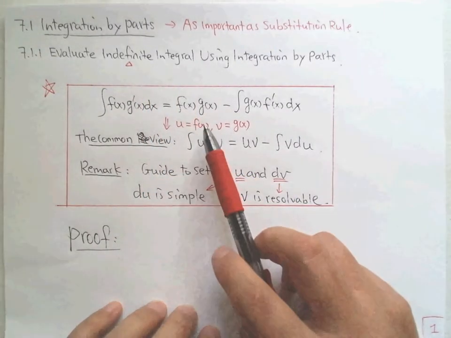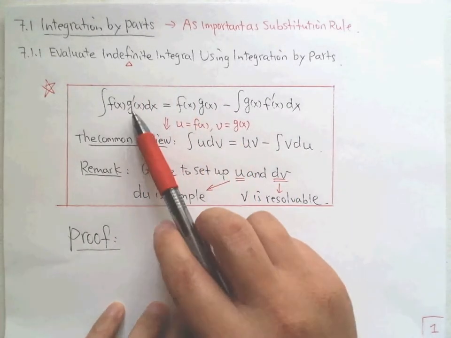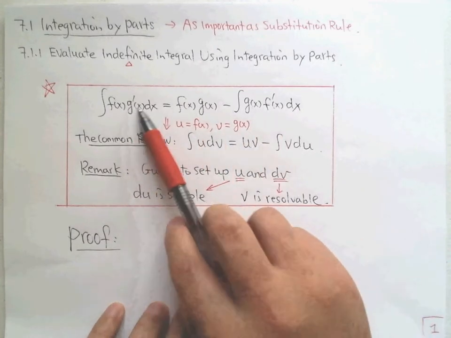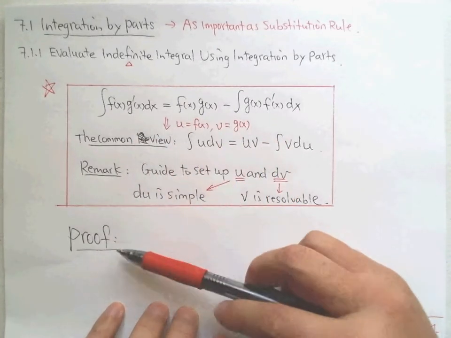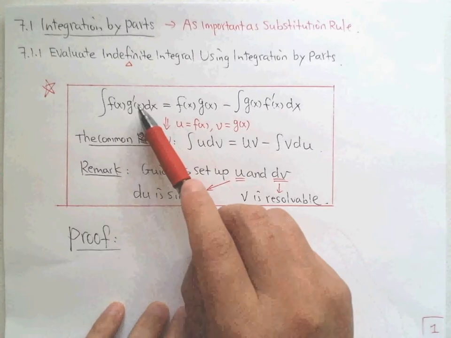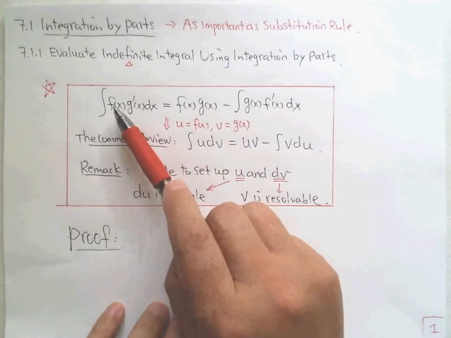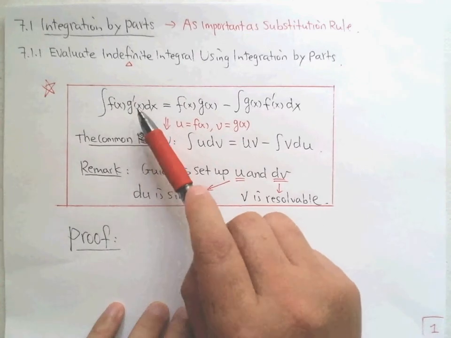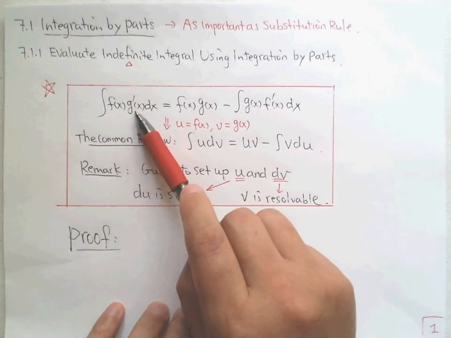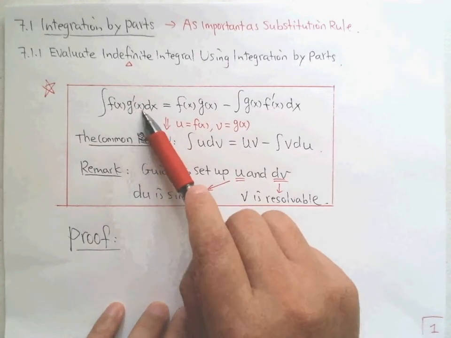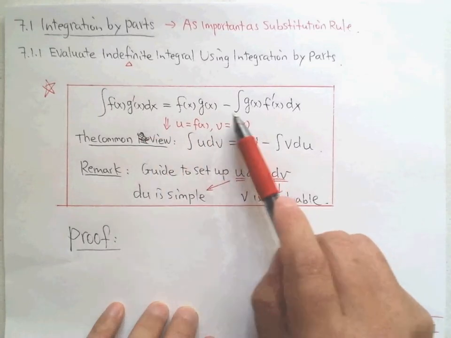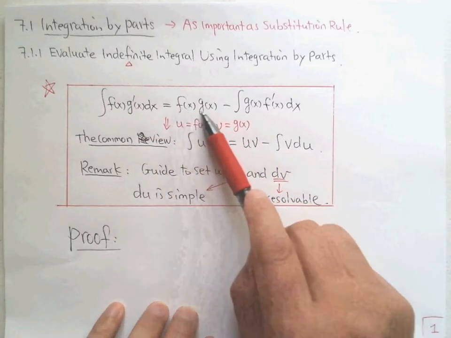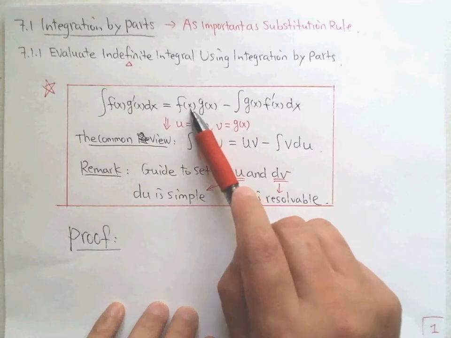So, what is integration by parts? Here's first the formula. Later we're going to prove it for you. We look at it: this is the indefinite integration. If this part is very hard to calculate directly, we can use the product of the two functions minus another integration.